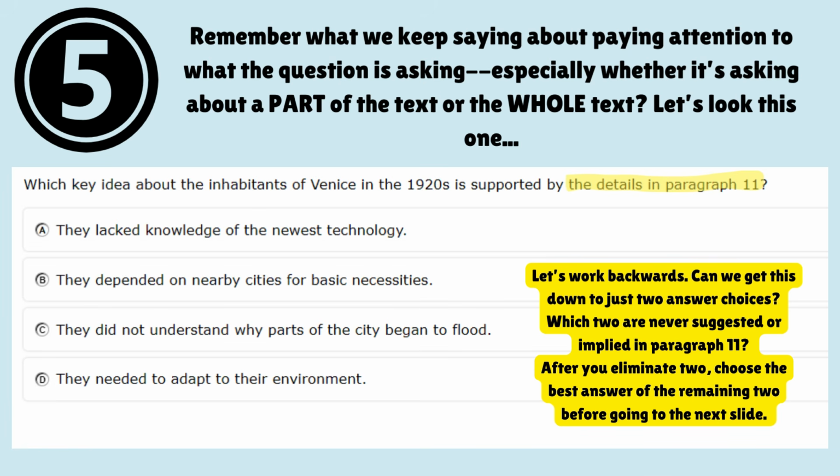So what I want you to do as you pause this video and go back to the passage to review paragraph 11, I want you to work backwards. I want you to get this down to just 2 answer choices. Out of these 4 answer choices, which 2 are never suggested or implied anywhere in paragraph 11? Because that's what they're asking about, the details in paragraph 11. And after we eliminate those 2 that have nothing to do with paragraph 11, then we're able to choose the best answer. Okay, so pause the video, get to that point where you think you have the answer, and we'll go on to the next slide.